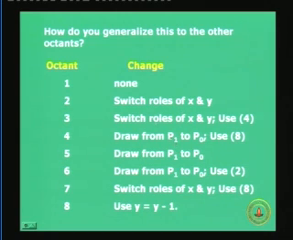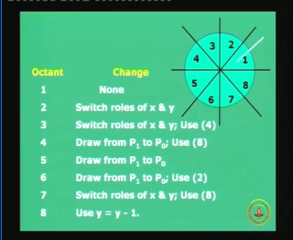One is "switch roles of x and y", which you find for octants number 2, 3 and 7. The other statement which you find is "draw from P1 to P0". I will try to discuss a few of these cases in the available time, and I leave it as an exercise for you to check the other octants as well, and see how this helps you. Let us move into this figure.